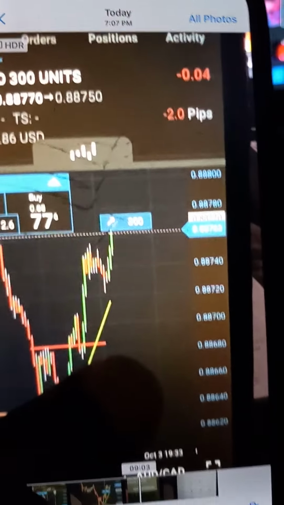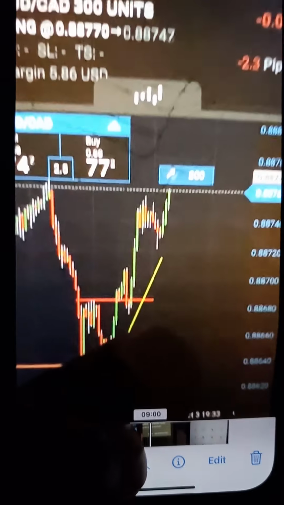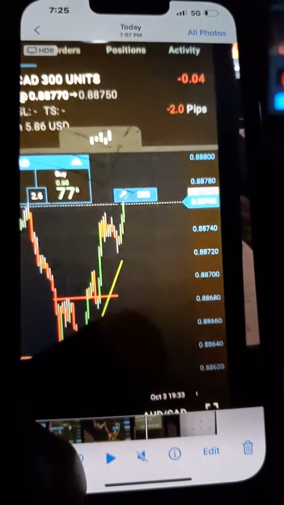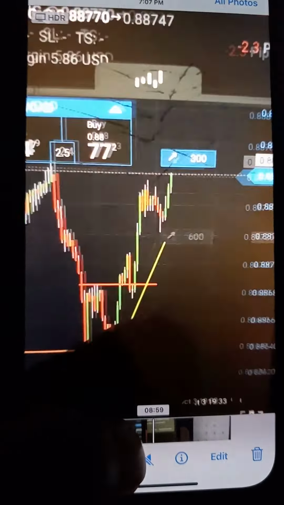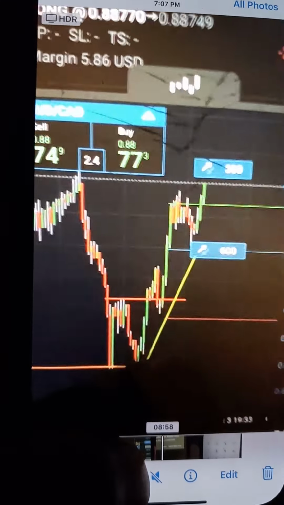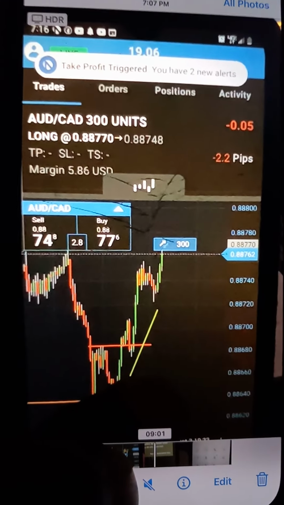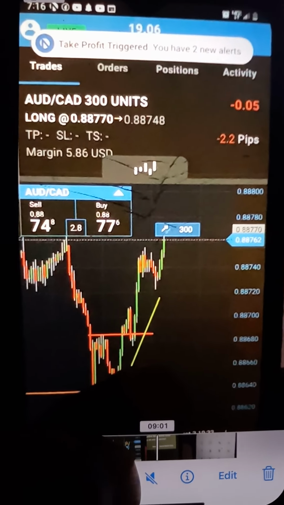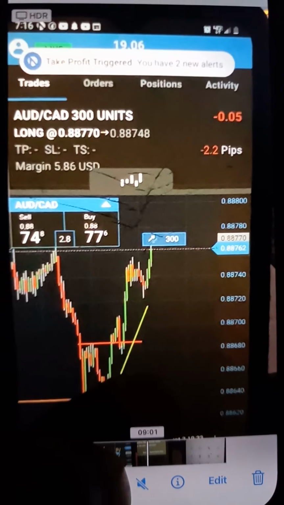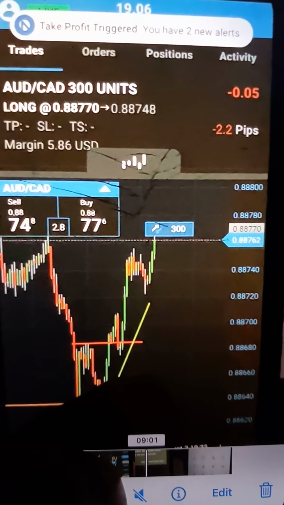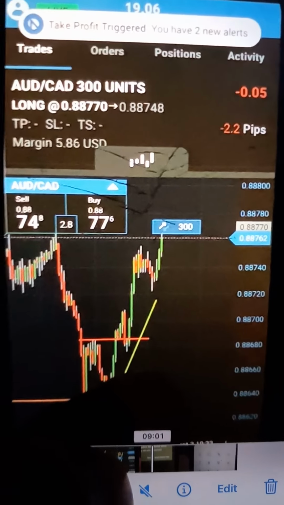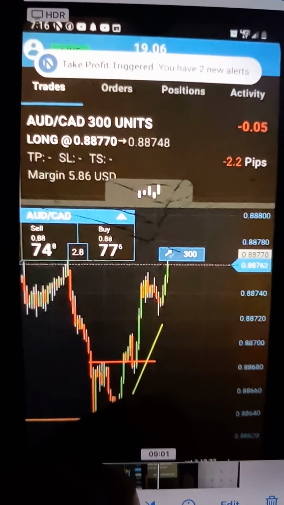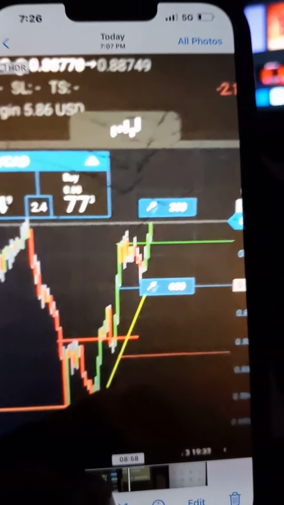Okay, pardon me, pause. Hold on, let me go back. A little bit more. All right, if you look at the top of the screen, you will see take profit target. You have two new alerts. So it was 0.88 something. Y'all got to go back to tell me what it was. Let's see, what was it? 0.88 what?